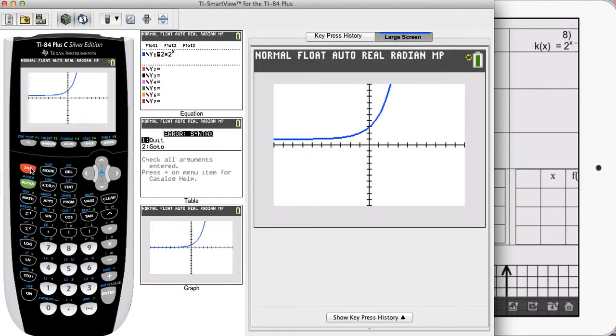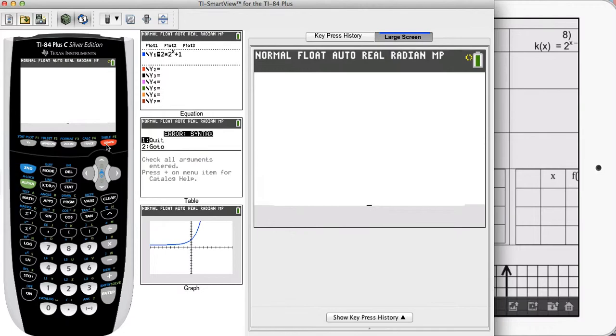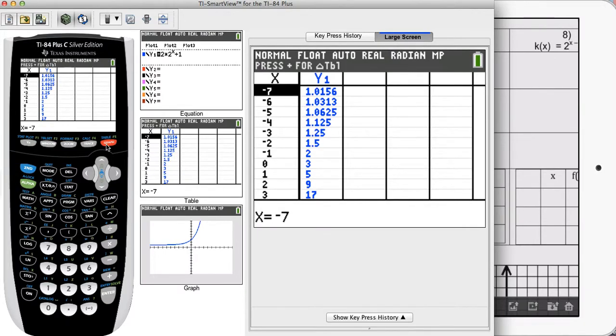So let's go to our table to get some pretty points to be able to graph this exponential function. Some of the pretty points are (-1, 2).